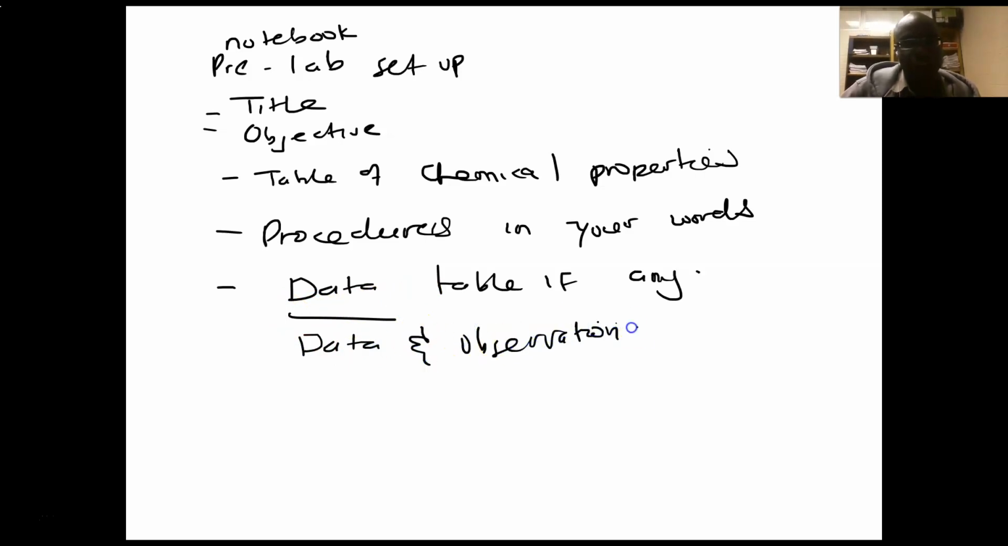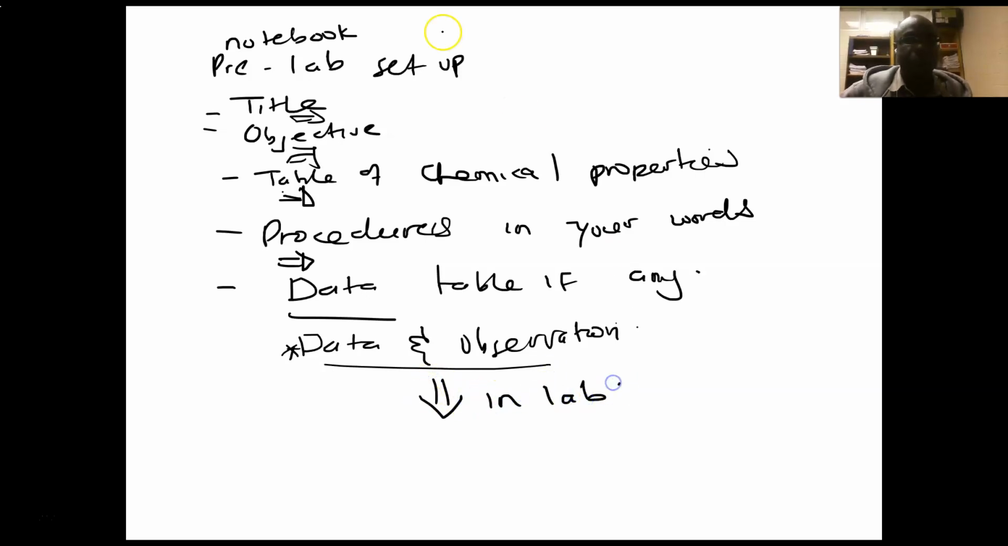You need all these steps written out. I need the details on the table of chemical properties. I need the procedures. I need the objective. I need the title of the experiment. And then you're just gonna write the data and observation title. You'll proceed from here in lab. Do this for experiment 1. Do this for experiment 2, which is column chromatography. Again, before you come tomorrow, make sure you do your pre-lab for experiment 1.